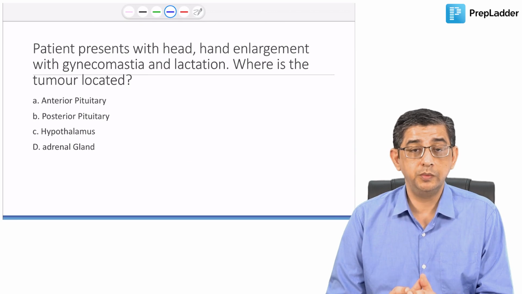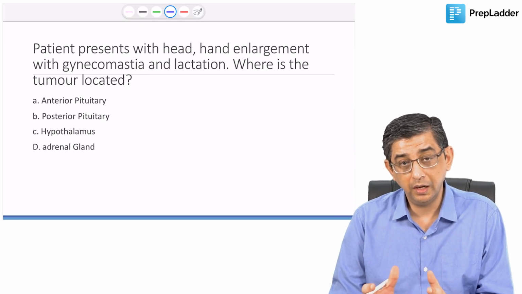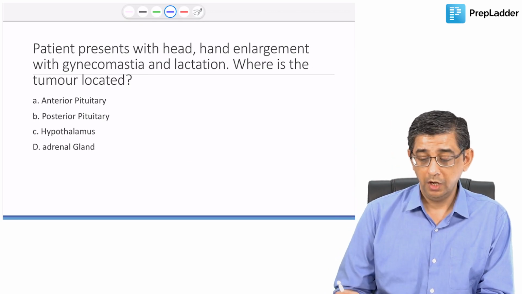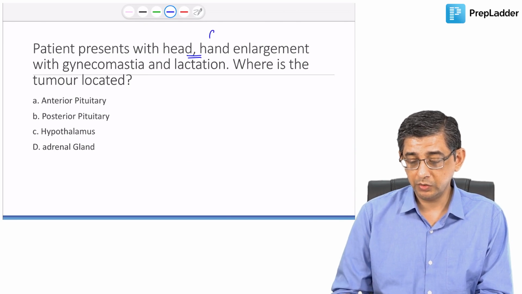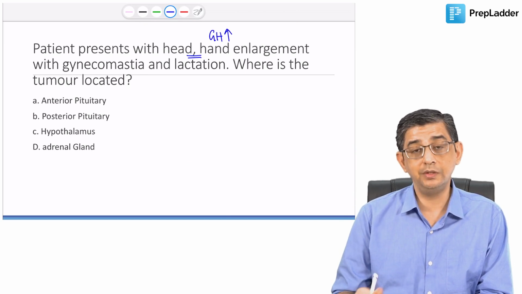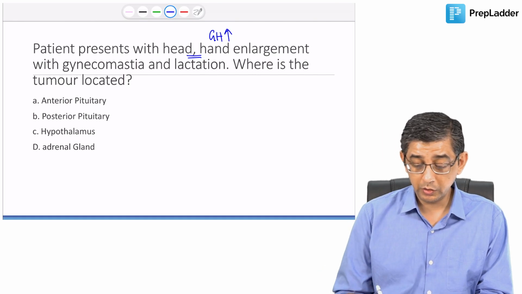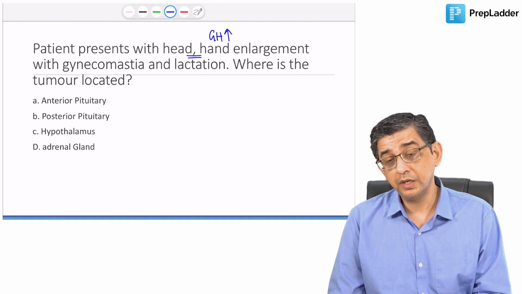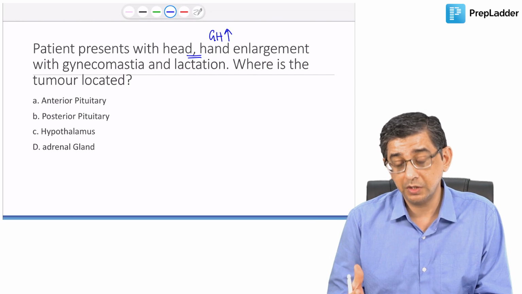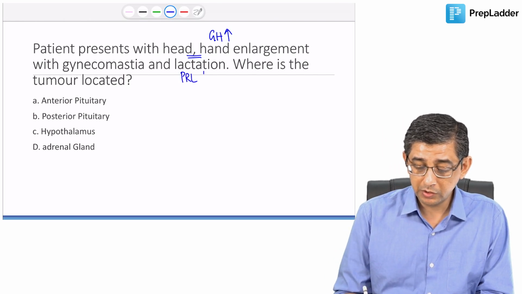The next question talks about a patient with a head and a hand enlargement with gynecomastia and lactation. Well, the head and the hand enlargement tells you that there is excess of growth hormone in this person. That's going to be acromegaly. But there is also gynecomastia and lactation occurring in this patient. There's galactorrhea occurring in this patient. This implies that prolactin will also be increased.